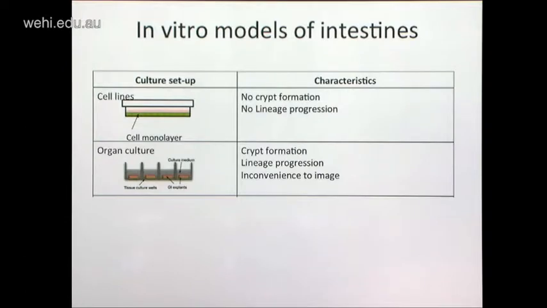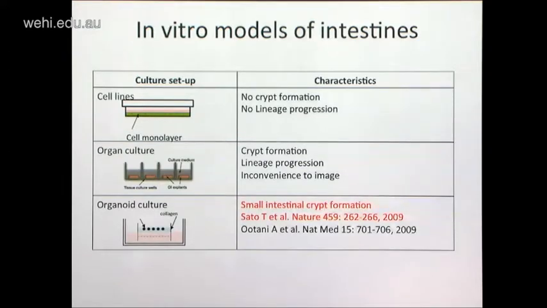Here are some examples of the in vitro models that we can use to culture epithelial cells from intestine. The first one is cell line, which is a 2D model, a layer of cells. Therefore, there's no crypt formation and no lineage progression was found in this model. And if we put the intact intestine into a culture medium, there's crypt formation and lineage progression. However, it is very inconvenient to follow by imaging.